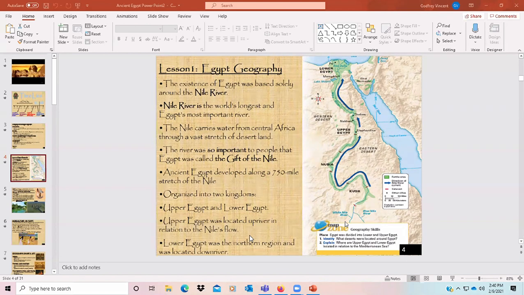So the Nile River is the world's longest river. Right? It's the world's longest river. It stretches across from Central Africa through a vast desert land. And it is 750 miles long. Right? So think about that. Think about a river in the United States running for 750 miles.